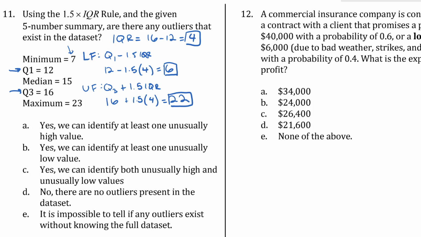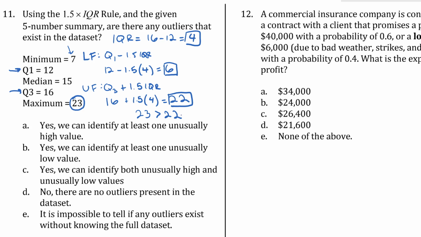Now we look at the upper end, and we see that our upper fence is 22, and anything higher than 22 would be an outlier. If there's any numbers higher than 22, then we should consider an outlier. And we see, oh, we actually know what the highest number is. It's a 23. Well, 23 is greater than 22. That means this is an outlier. This is a number that goes beyond the fence.